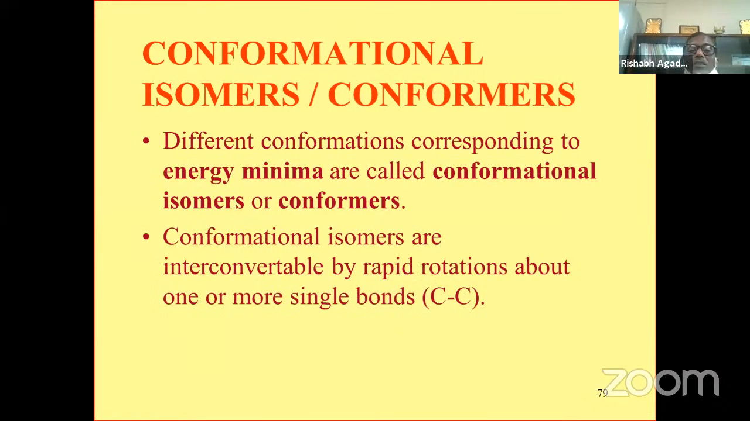Now the conformational isomers will be called conformers, as we call the study conformational studies. Different conformations corresponding to energy minima will be called conformational isomers or conformers. Conformational isomers are interconvertible by rapid rotation about one or more single bonds. I will show you one molecule that I have here.